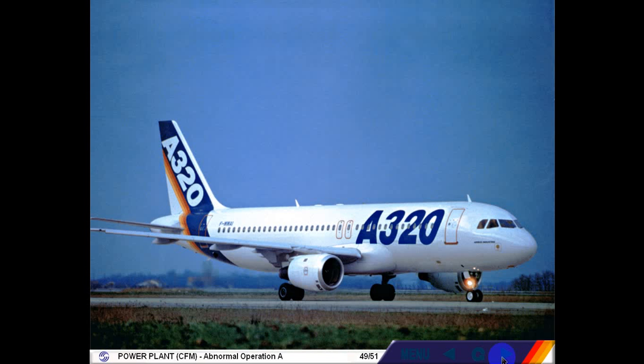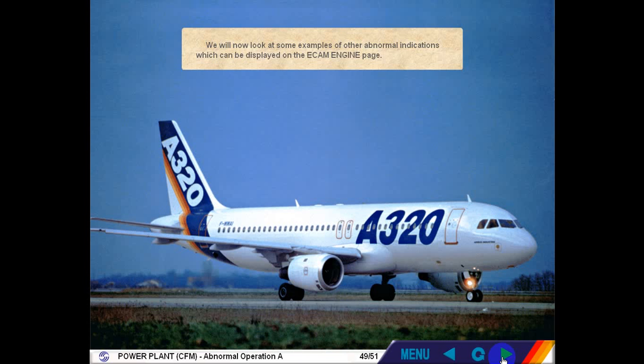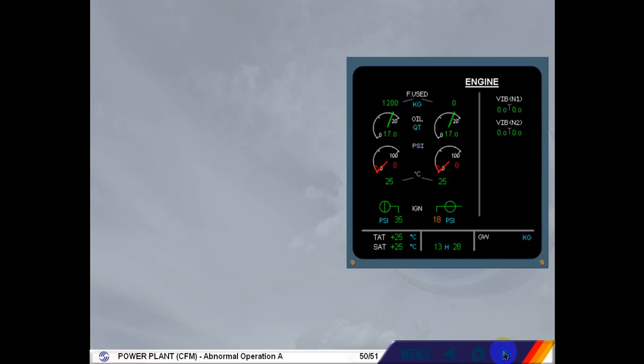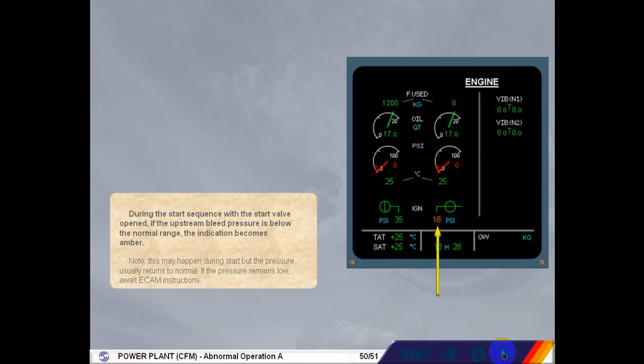We will now look at some examples of other abnormal indications, which can be displayed on the ECAM engine page. During the start sequence with the start valve opened, if the upstream bleed pressure is below the normal range, the indication becomes amber. Note, this may happen during start, but the pressure usually returns to normal. If the pressure remains low, await ECAM instructions.